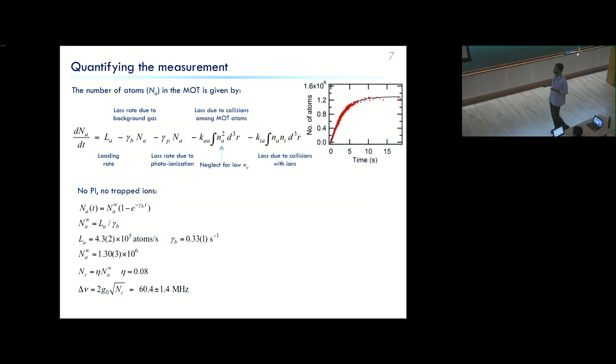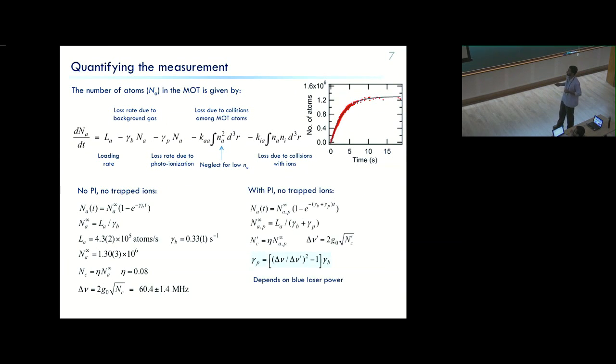And now if you probe the system using our VRS technique by shining the light and looking at the frequency splitting, we get about 60.4 megahertz, which was the topmost curve in the previous slide. Now if you turn on the blue light, this term comes into play, but this looks exactly similar to the other term, so it's easy to write down the solution. And then we do some algebra.